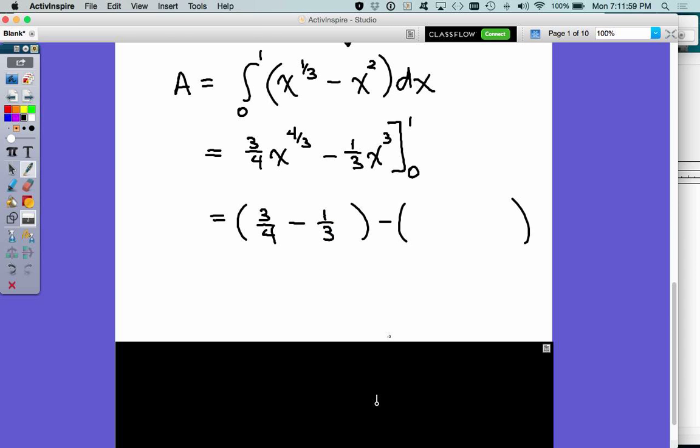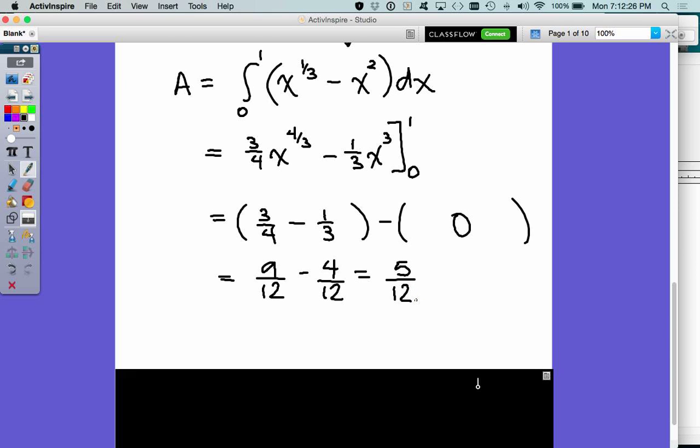And in this case, it's quite easy because if I put a 0 in here, it becomes 0. If I put a 0 into the second term, it becomes 0. So this whole thing is just 0. So I'm left with 3/4 minus 1/3, which is 9/12 minus 4/12, which gives me my final answer of 5/12.